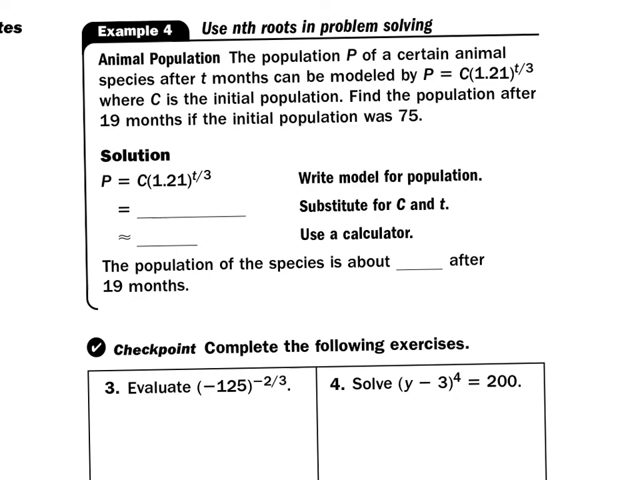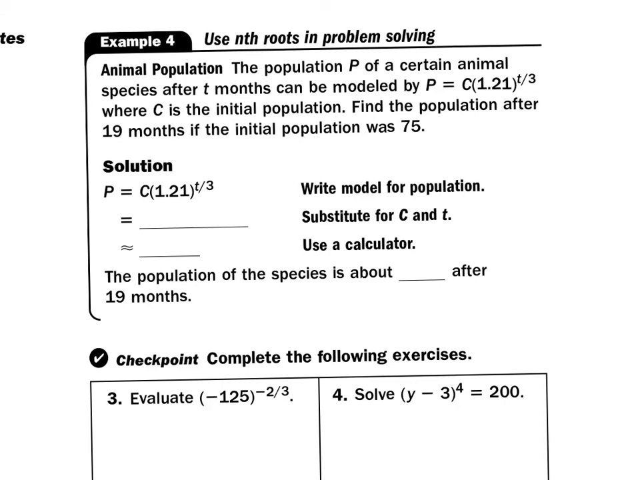Okay, example 4. The population P of a certain animal species after T months can be modeled by that equation, where C is the initial population. Find the population after 19 months if the initial population was 75. So you first need to write down your equation and then substitute for what you know. So 75 was our initial C, 1.21, and 19 was our months.